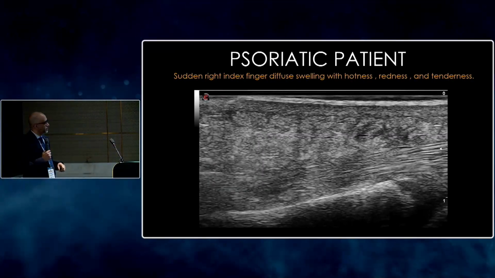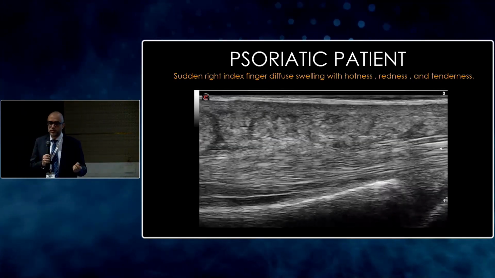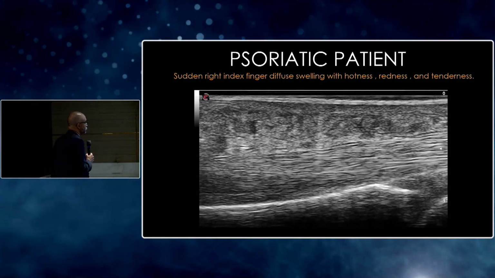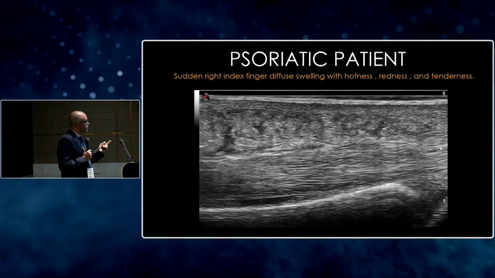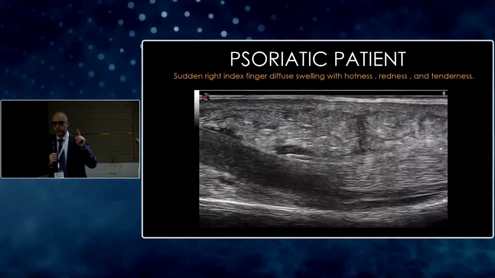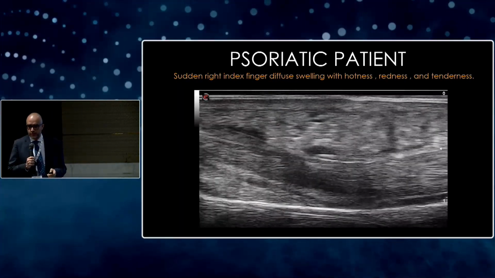Moving to Samer, he's one of my patients with psoriatic arthritis, stable on conventional medication for many years. He came to me with one swollen index finger. It is a hot, red, swollen finger in a psoriatic patient. We call it dactylitis.